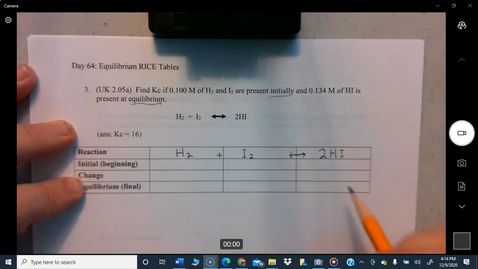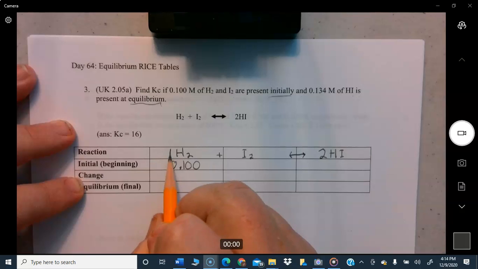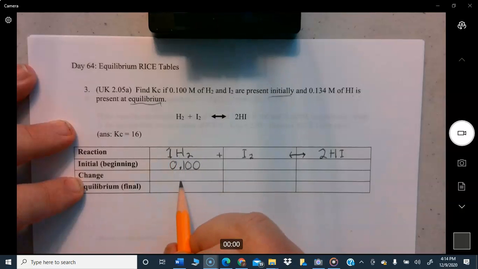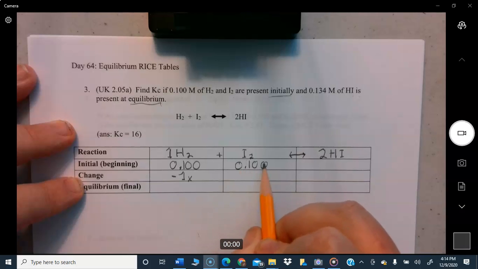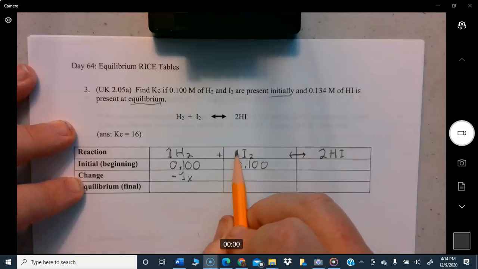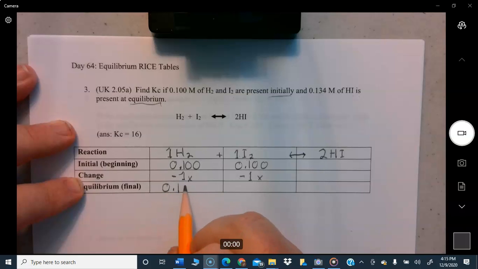Okay, and let's go ahead and put these in 0. And there's a coefficient of 1 here, so that's going to be minus 1x. Same thing here, same initial concentration, one coefficient of 1. So this is going to be this, and I'll just put minus x here.